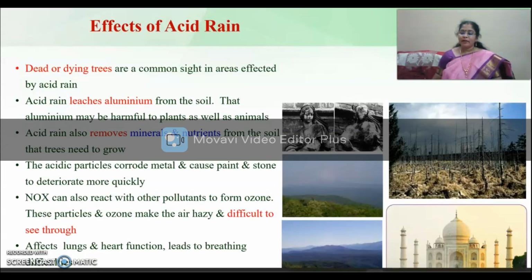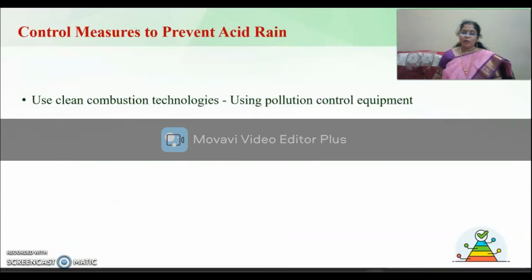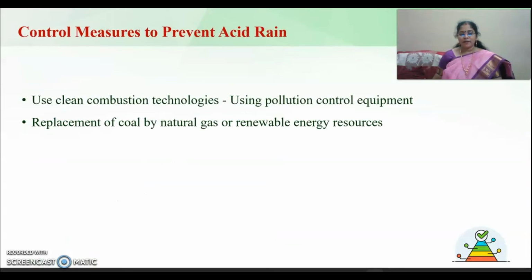And a monument like the Taj Mahal, because of acid rain, changes its color from pure white to slightly yellowish. What are the control measures of acid rain?